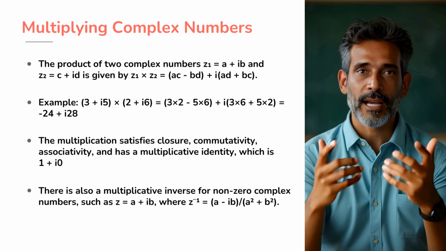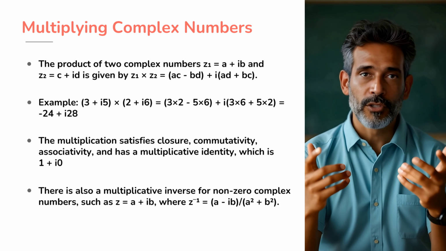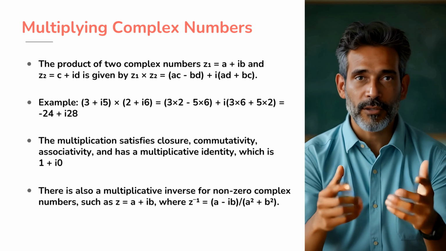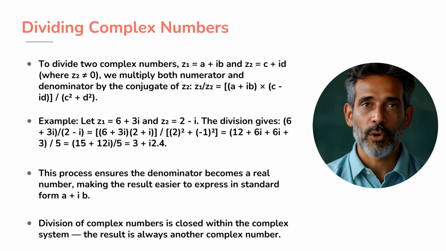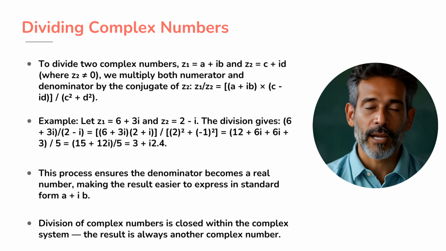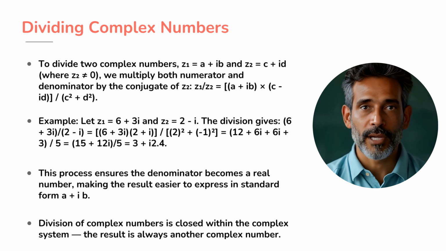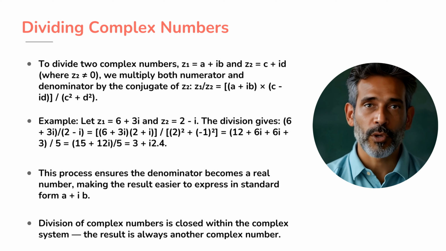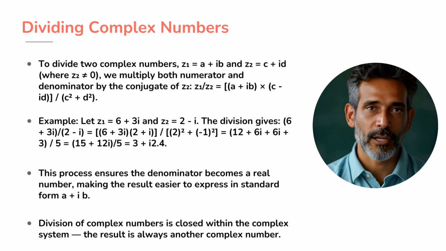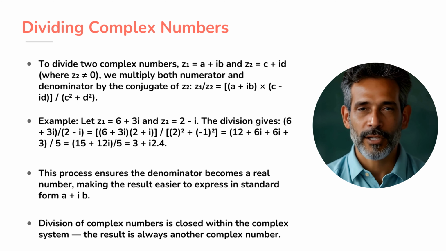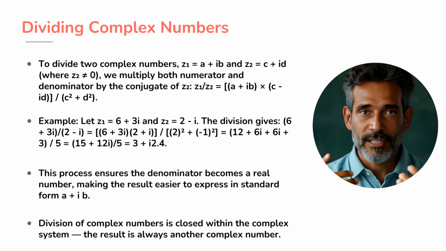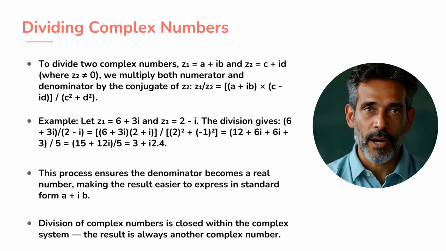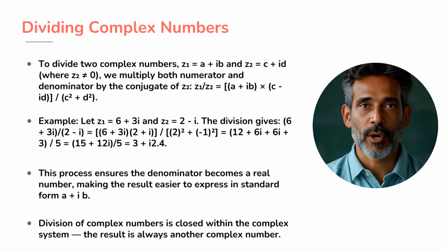If z = a + ib, then the inverse of z is (a - ib) divided by (a² + b²). To divide two complex numbers, we multiply both numerator and denominator by the conjugate of the denominator. If z1 = a + ib and z2 = c + id, with z2 not equal to 0, then z1 divided by z2 equals (a + ib)(c - id) divided by (c² + d²).